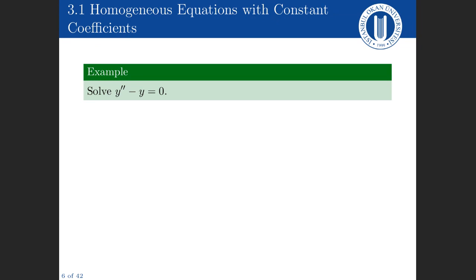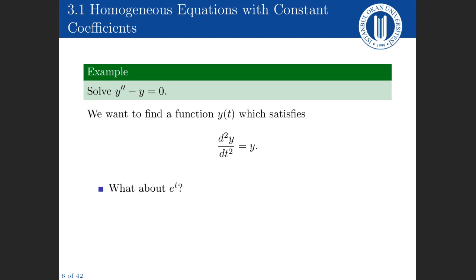First example, solve y double prime minus y is equal to 0. We're looking for some function that when we differentiate the function 2 times, we still get the function. y needs to satisfy that 2 derivatives of y is just equal to itself. Let's think about what sort of functions could satisfy this. What about e to the power t? How does this work?